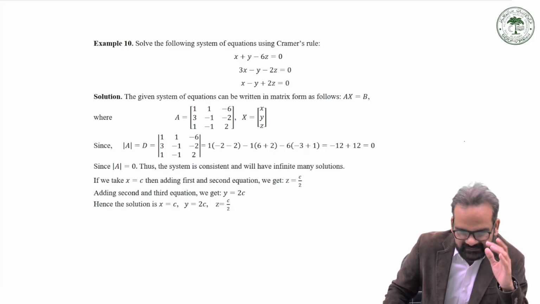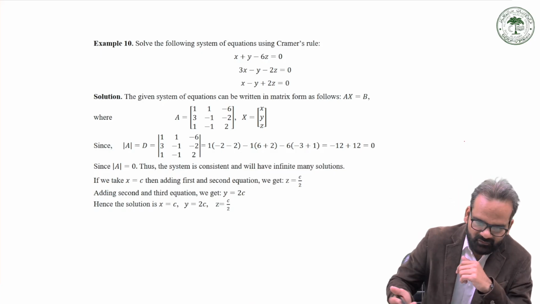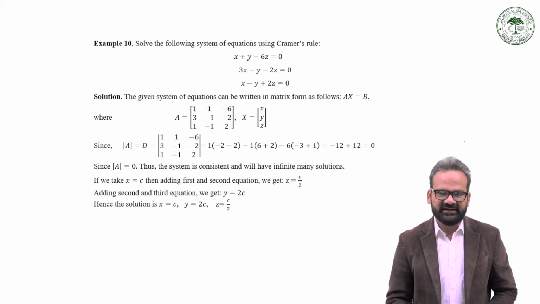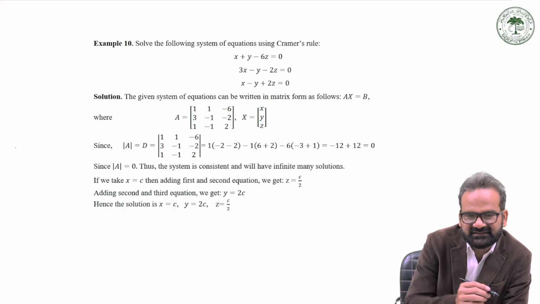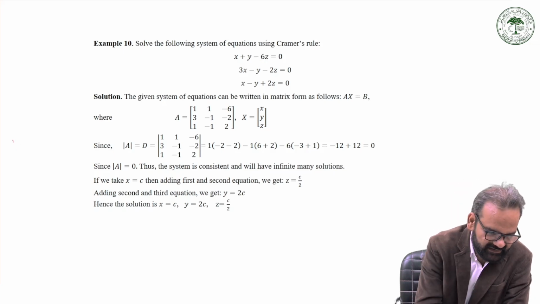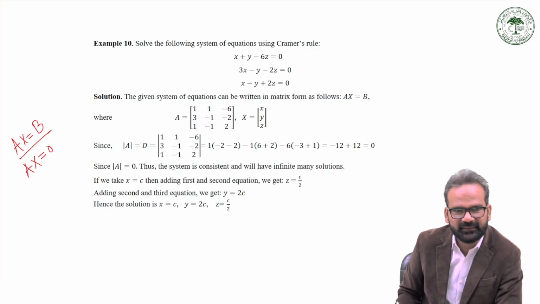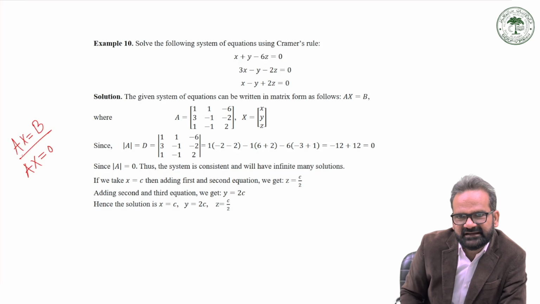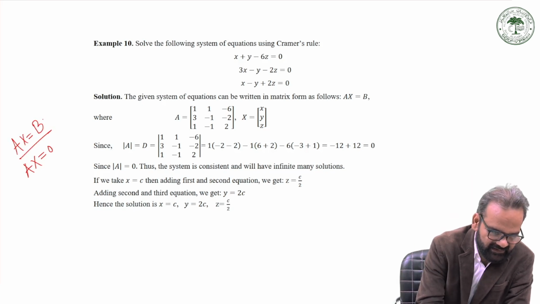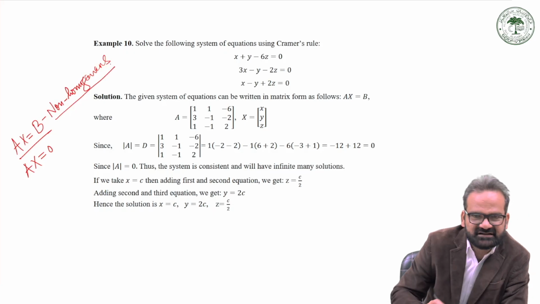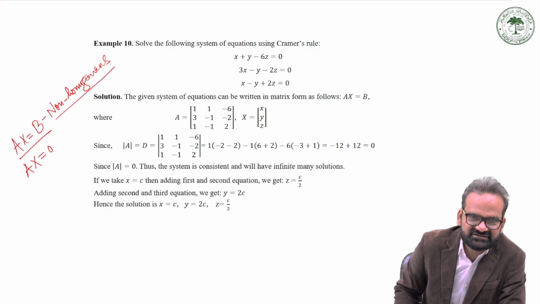Before proceeding to this example, we know that a system of simultaneous linear equations can be classified in two categories, that is Ax equals B and then Ax equals 0. If the system of simultaneous linear equations can be written as Ax equals B, then we call it a non-homogeneous system of simultaneous linear equations, right?